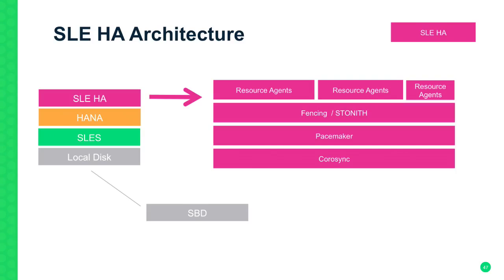So the next layer up is Pacemaker. It's taking information that CoreSync gives it. It's taking information from the resource agents, and it's going to make decisions on what action to take. And of course, we need a way to control the nodes within the cluster. So we need some kind of fencing solution. The ability for one node to kill off another if it thinks it's not doing its job properly. And for that, we use something called SPD, or split brain detection, or STONITH block device.